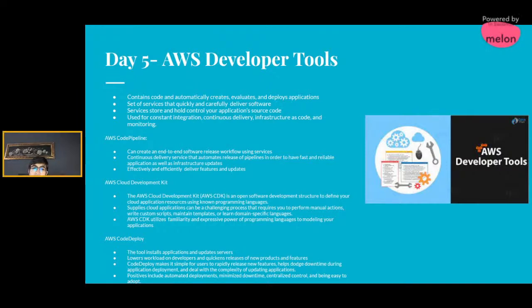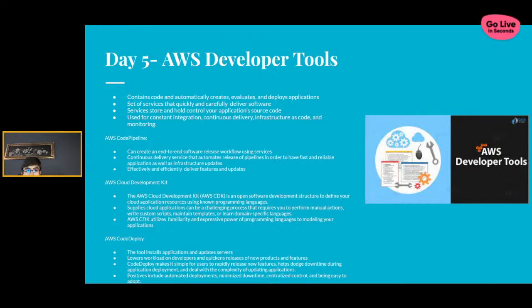AWS CDK is an open source software development framework that helps to define your cloud application resources using familiar programming languages. Provisioning cloud applications can be a challenging process that requires you to perform manual actions, write custom scripts, maintain templates, or learn domain-specific languages. However, AWS CDK utilizes the familiarity and expressive power of programming languages to model your applications.